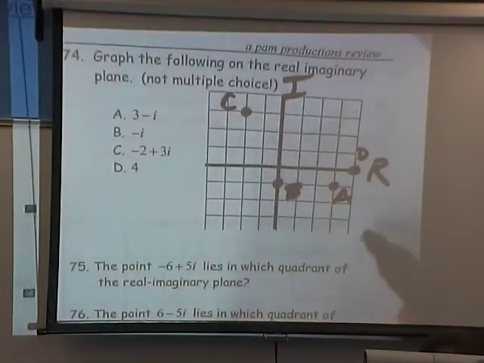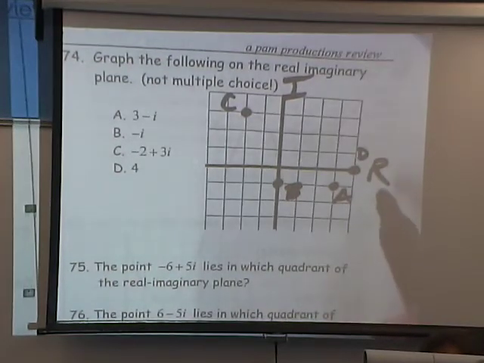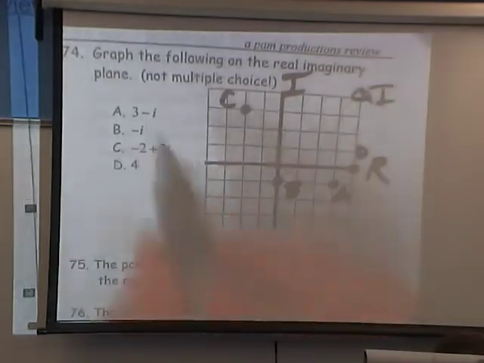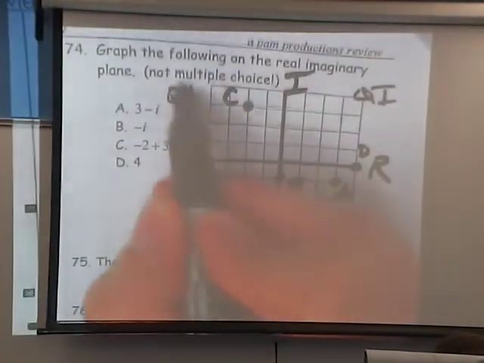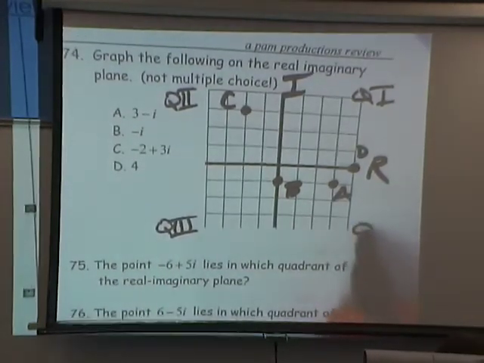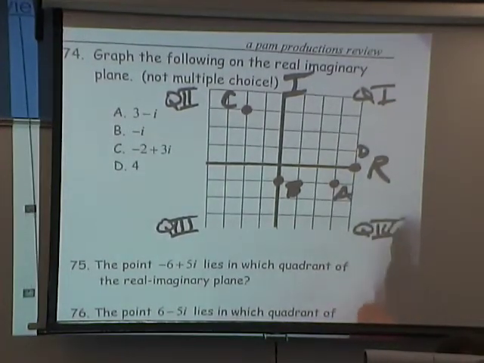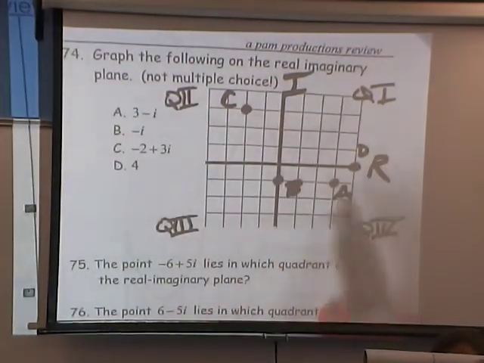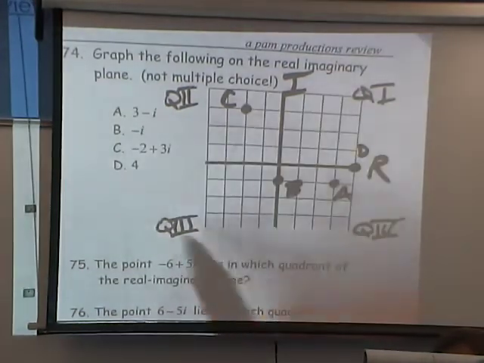Which quadrant is this? 1. This is quadrant 1 up here. This is quadrant 2, quadrant 3, and quadrant 4. If you forget that, most people make a C by starting in quadrant 1 and following the quadrants around.